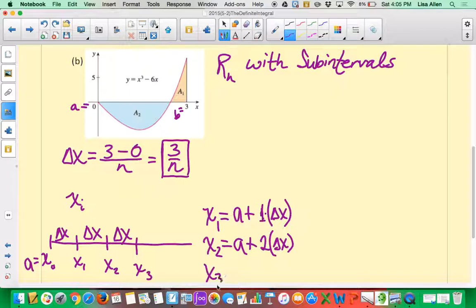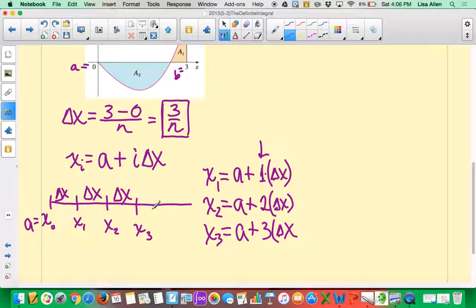We could continue to do this, but a mathematical mind will generally see the pattern, and you see the pattern already, where the i is a constant multiplier of delta x. I'm going to do a little bit of erasing in a moment, but it will be a plus i times delta x for our x sub i expression.